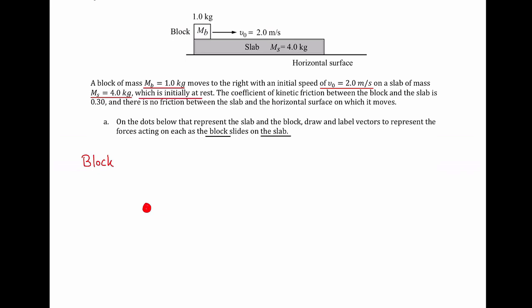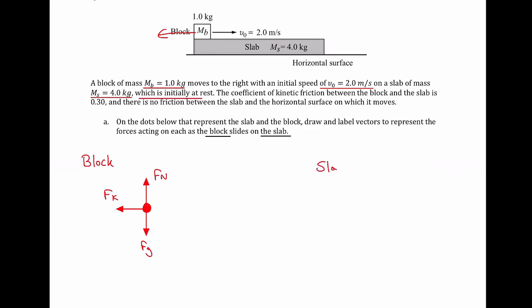Now, since we are on planet Earth, there will be a force of gravity and there will be a normal force. However, since there is friction between the block and the surface of the slab, there will be an opposite force. As the object is moving to the right, there will be a frictional force to the left, and since the object is moving, we can say that this friction is kinetic friction.